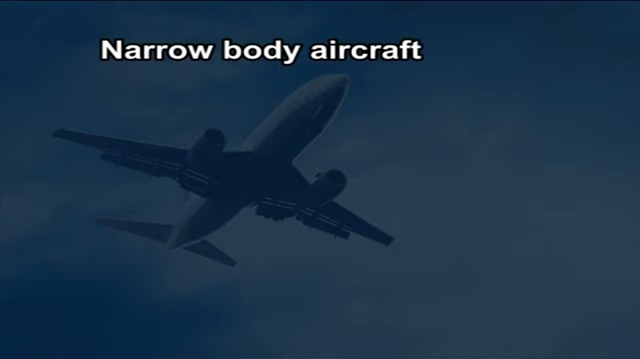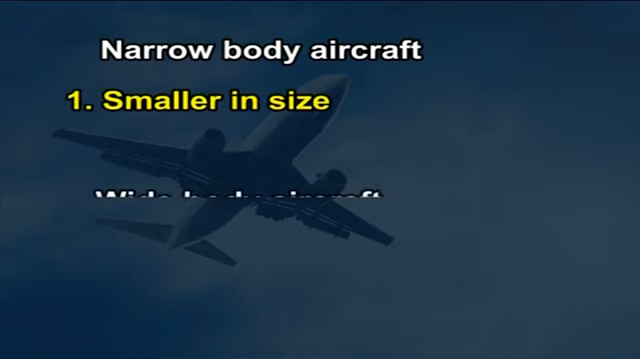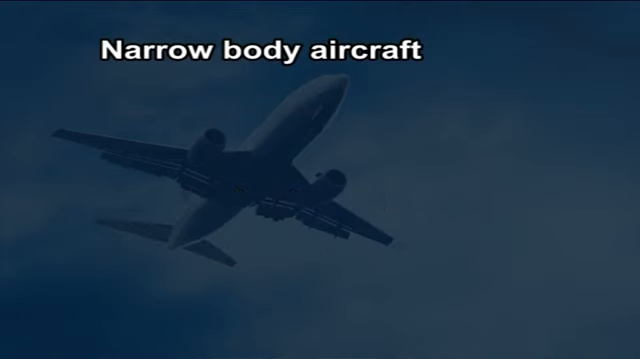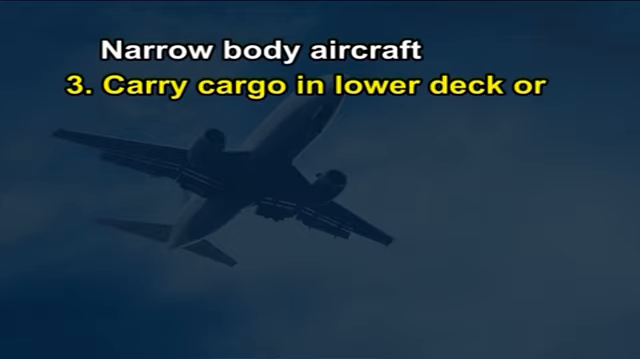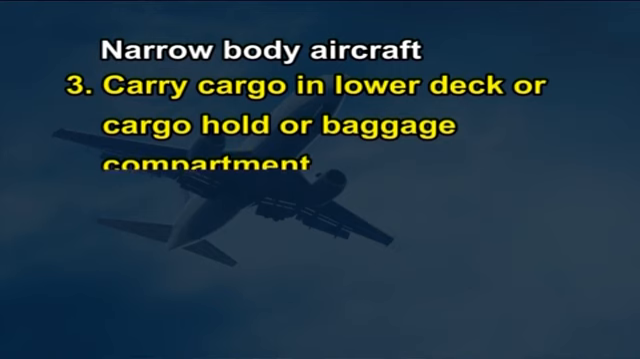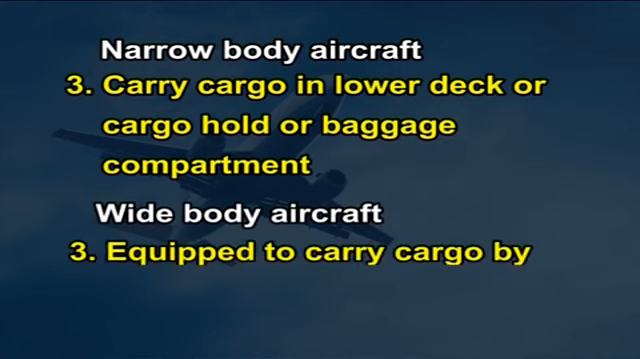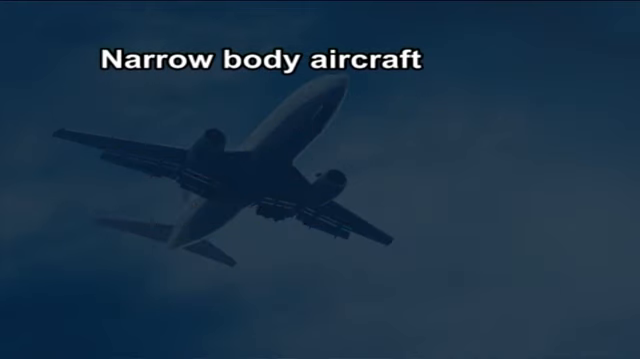Coming to the differences between narrow body and wide body aircraft. Narrow body aircraft are smaller in size, wide body aircraft are bigger in size. Narrow body aircraft have a single aisle, while wide body aircraft have two aisles. Narrow body aircraft carry cargo in the lower deck or cargo hold or baggage compartment, while wide body aircraft are equipped to carry cargo by unit load device.